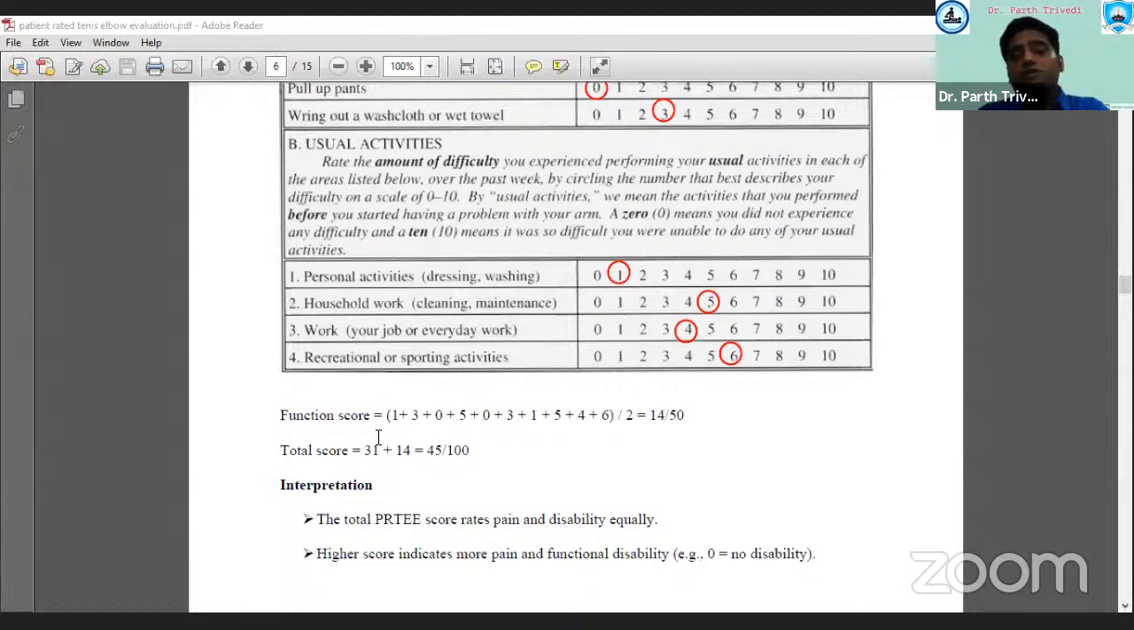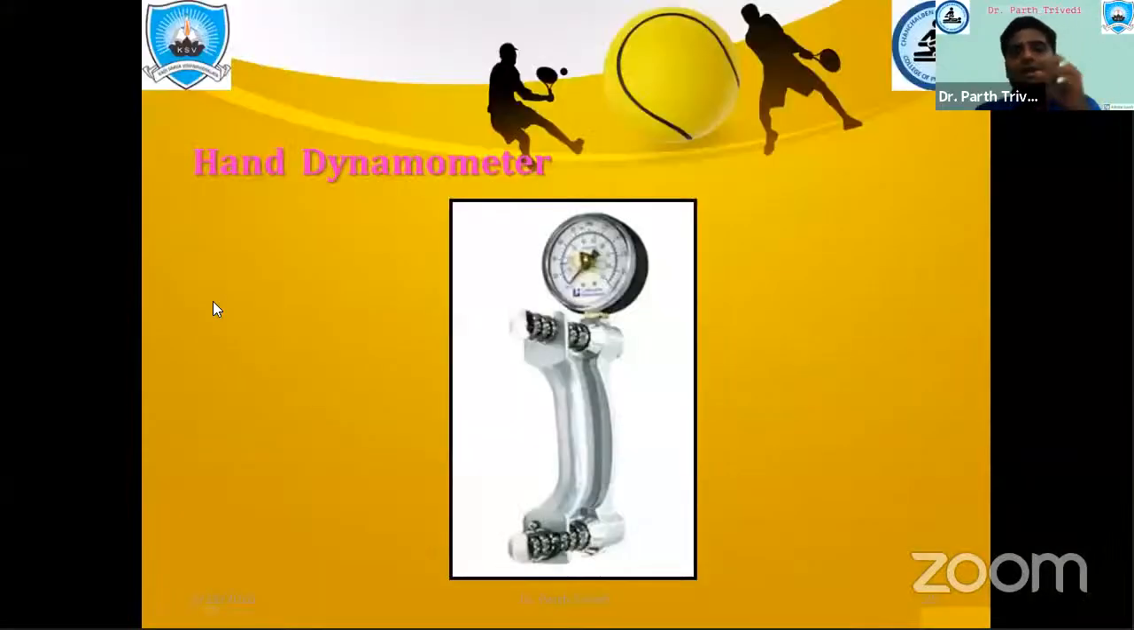So 31 was your pain score and 14 was your functional score. So what is your score? 45 out of 100. The more the score, the more the disability, and the lesser the score, the lesser the disability and pain. So this is what your hand evaluation matters.